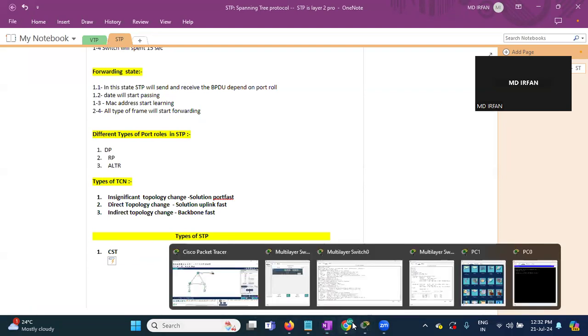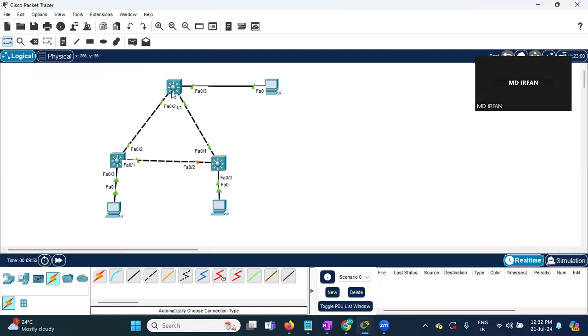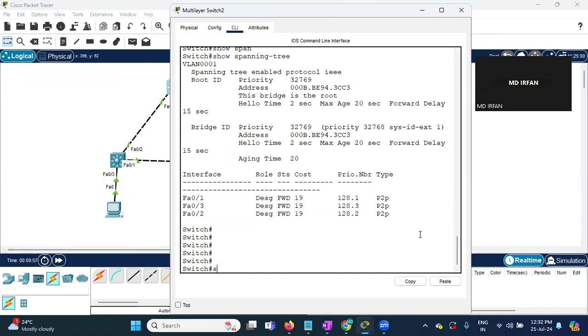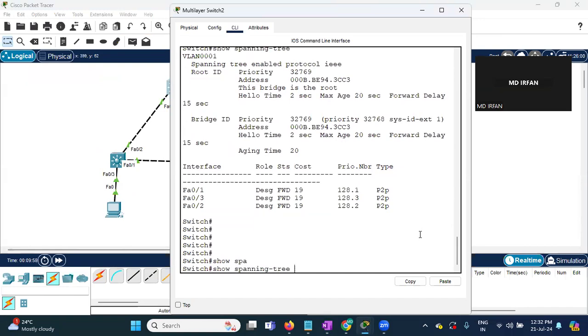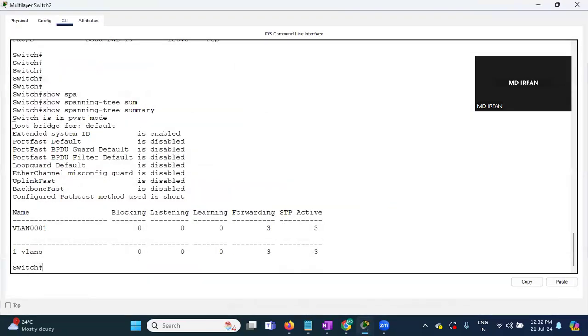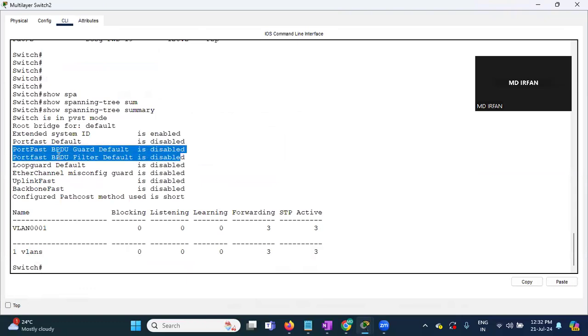Generally, if you log in on the device and want to see what type of spanning tree is running, you have to use a command. You can use show spanning-tree summary, and also show spanning-tree. Both are the same. With spanning tree summary, you can see what services you have enabled, disabled, and so on. For example, PortFast, UplinkFast, BackboneFast, and so on.